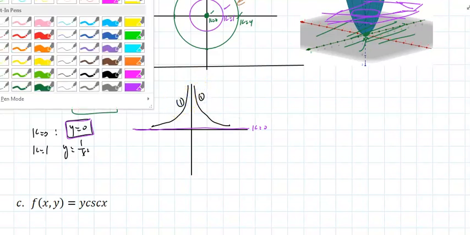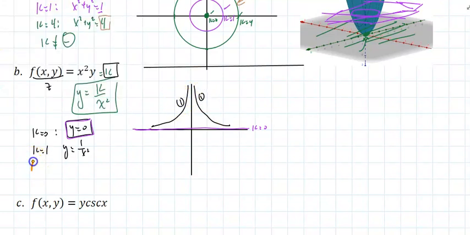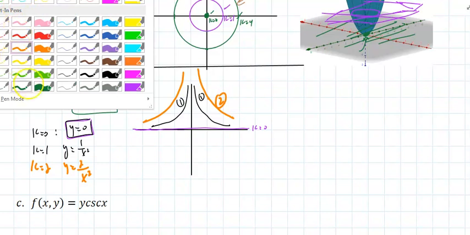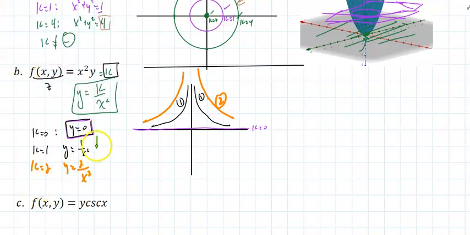How about if I picked k equal 2? So at 1, I am at 2. So it's a graph that looks like this. What if I let k equal negative 1? Doesn't that mean that y equals negative 1 over x squared?